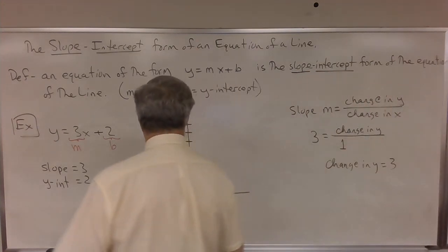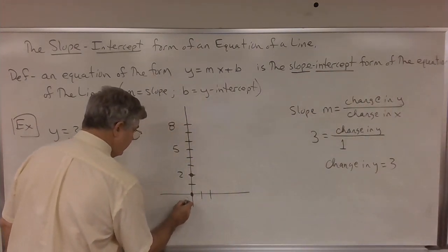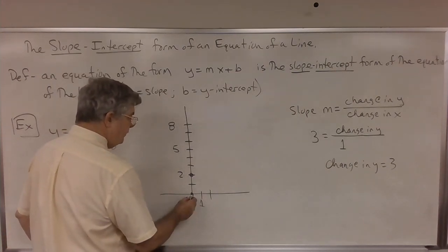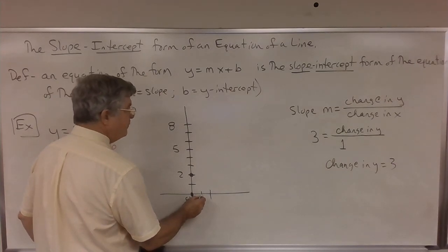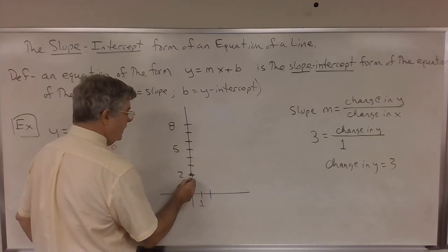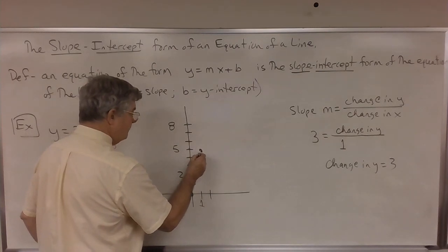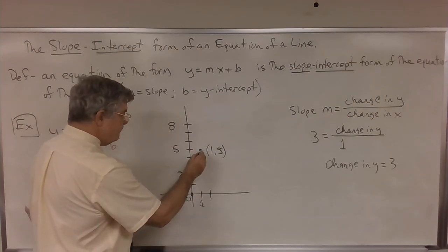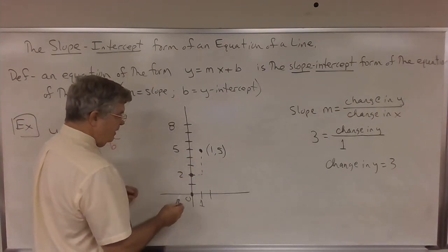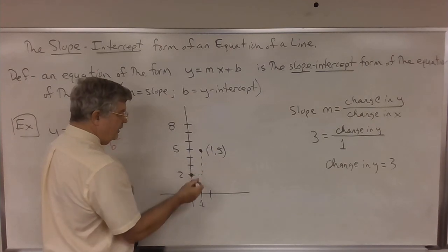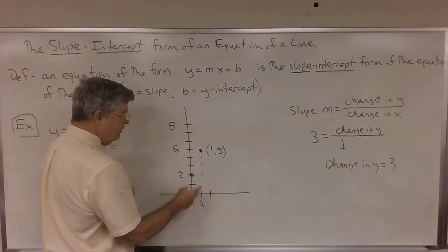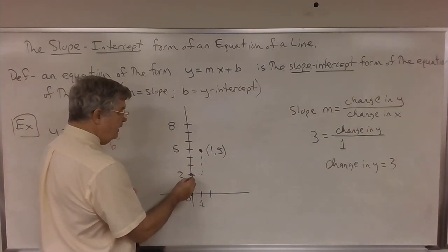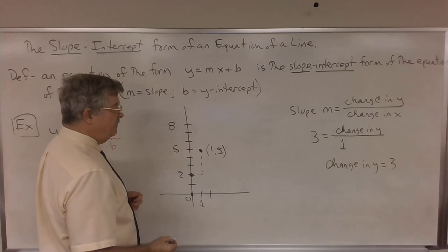Now here, x is 0. Here, x is 1. So as x changes from 0 to 1, y changes 3. It's got to go from 2 to 5. And see that? When we go from this point to this point, x changed from 0 to 1. That's the change in x. But y changed from 2 to 5. That's the change in y, 3.